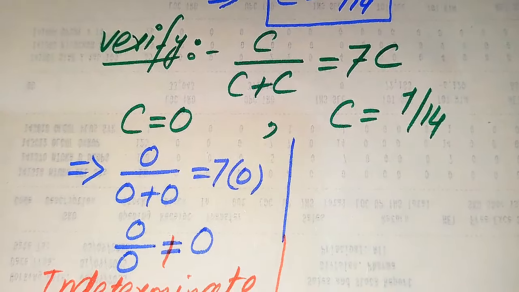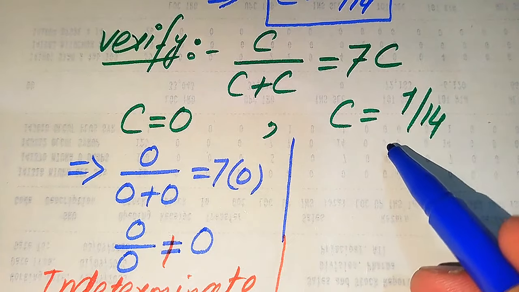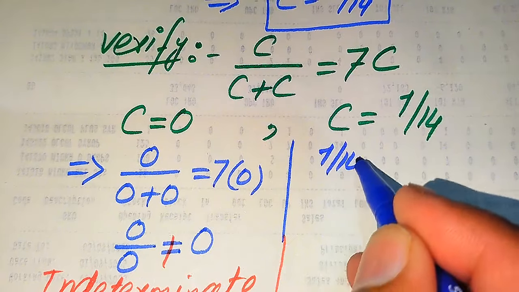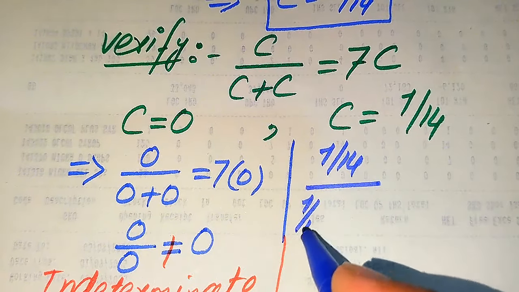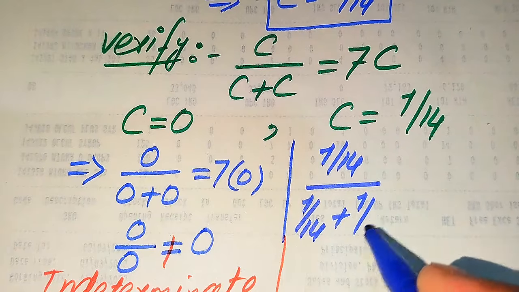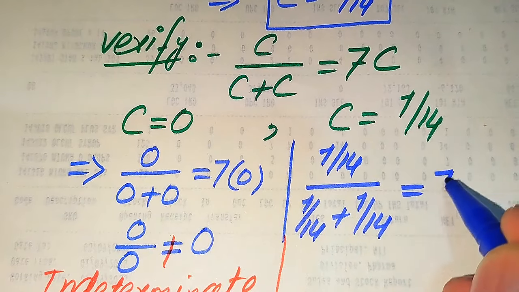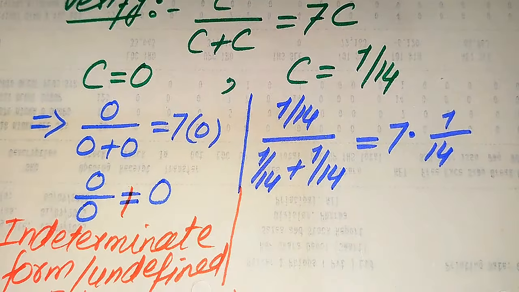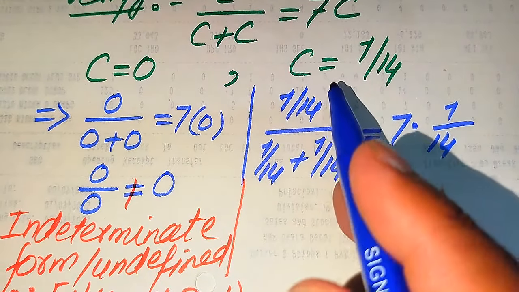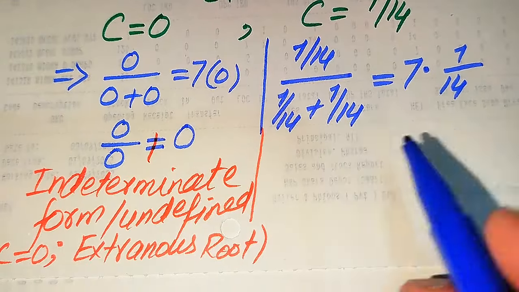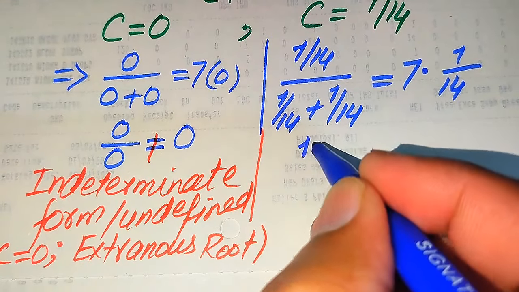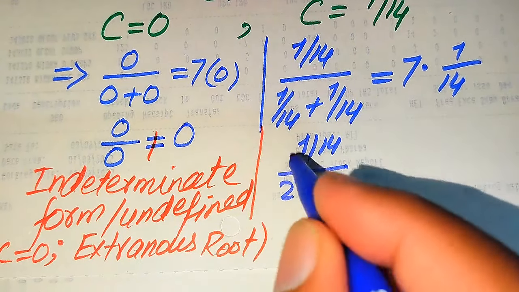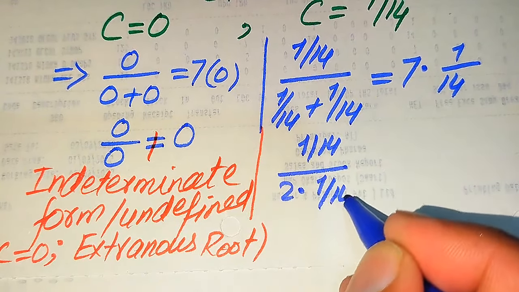So from here we verify c = 1/14 and we put this value on both of the sides, and it will be written as (1/14) divided by (1/14) plus (1/14) is equal to 7 multiplied by 1/14. So this is our given equation in which we substitute these values, and here you see that these are two same values added to each other. We write it as 2 times 1/14.